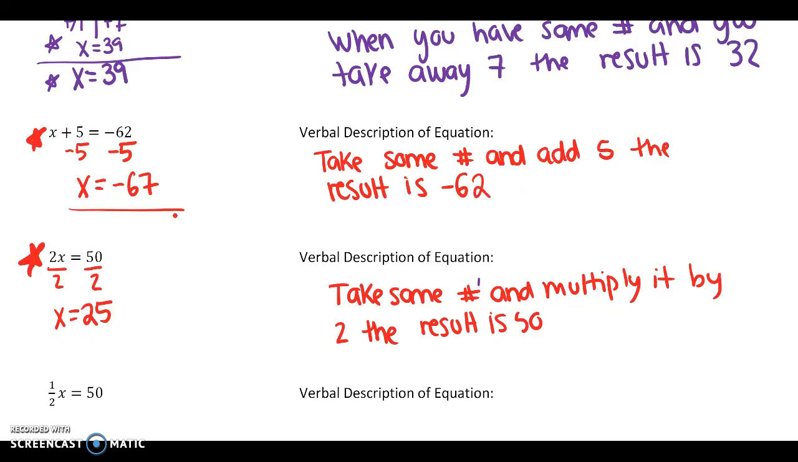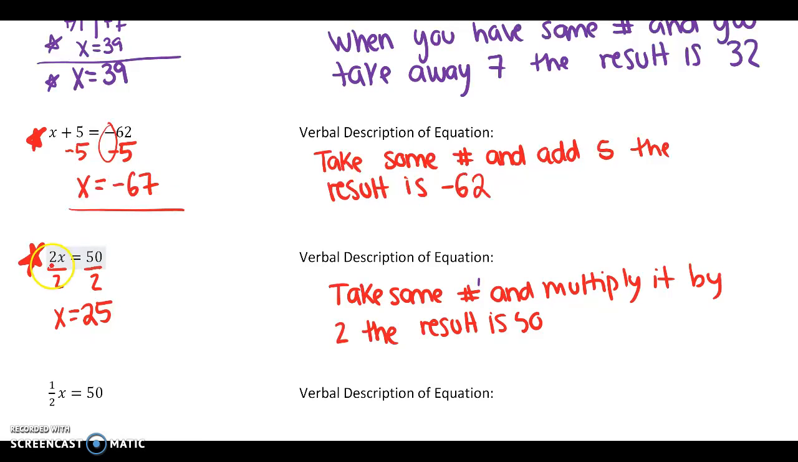So if you think about it, you've got to work backwards. So if I know I've got to add 5, let me subtract 5 to figure out what that number is. So if I do that, negative 62 minus 5, your negative number is getting bigger. So it's like you're in debt $62, and then I take 5 more away. Now you're going to be in debt more. So you're going to be in debt negative $67.